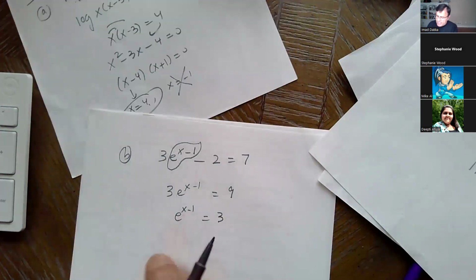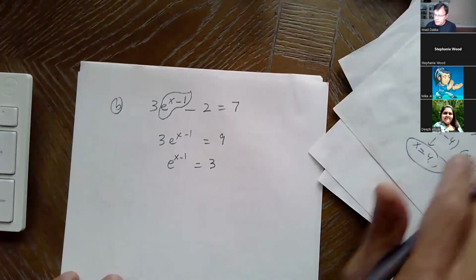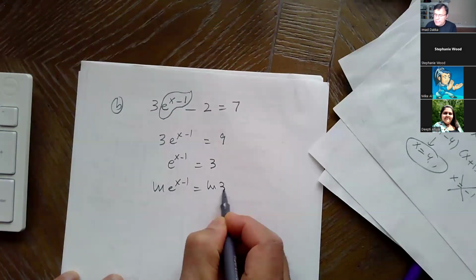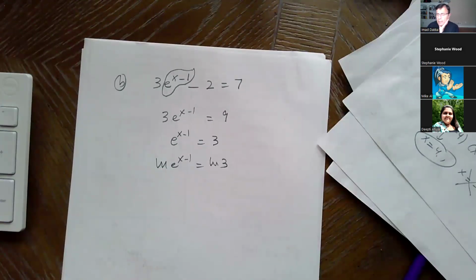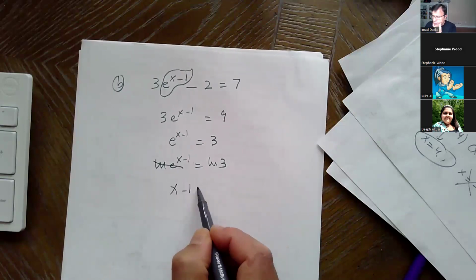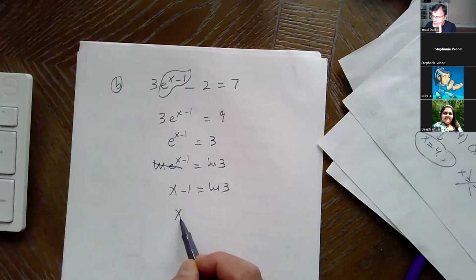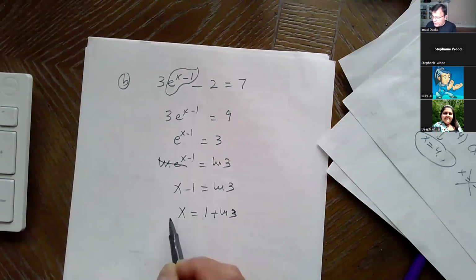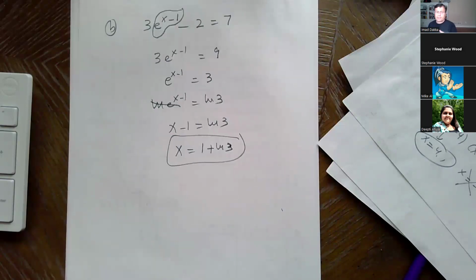And to get rid of e, we do its inverse, which is ln. Whatever you do to the left side, you do to the right side. And since logs are one-to-one, we can do that. So x minus 1 equals ln of 3. So x equals 1 plus ln of 3. You can leave it like this, or you can get a decimal answer. Doesn't matter, okay?